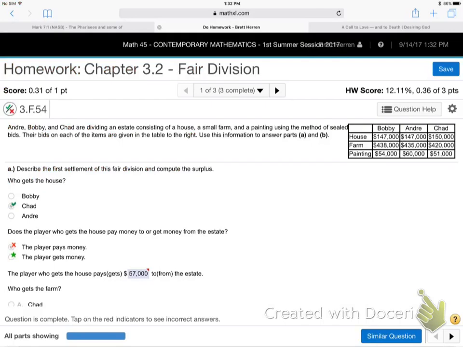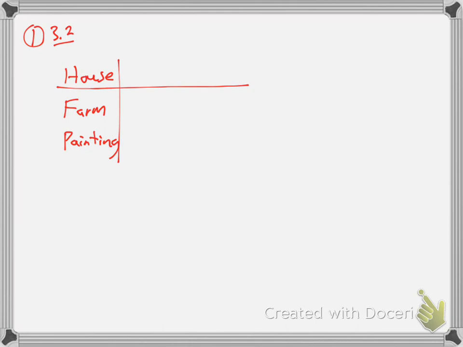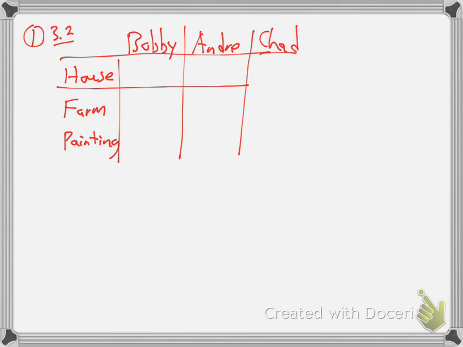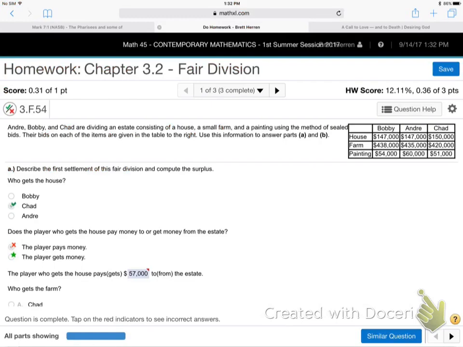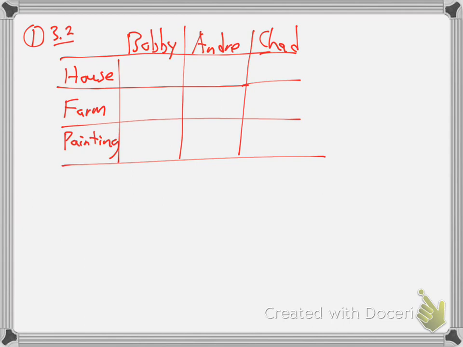This is section 3.2. So house, farm, painting. And then it was Bobby, Andre, Chad. Oh, not there. Here. Bobby, Andre, and Chad. Like that. And the numbers were 147, 438.